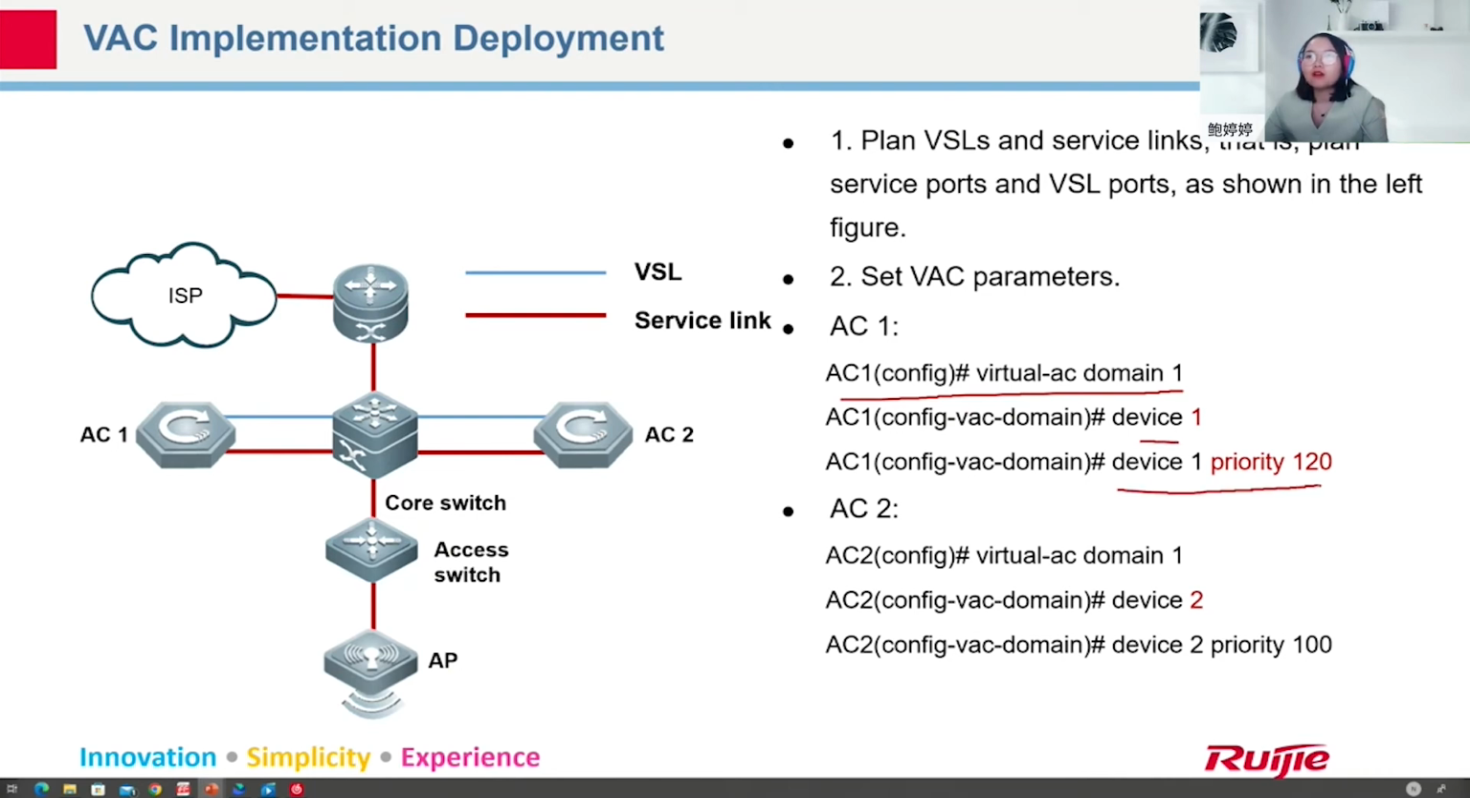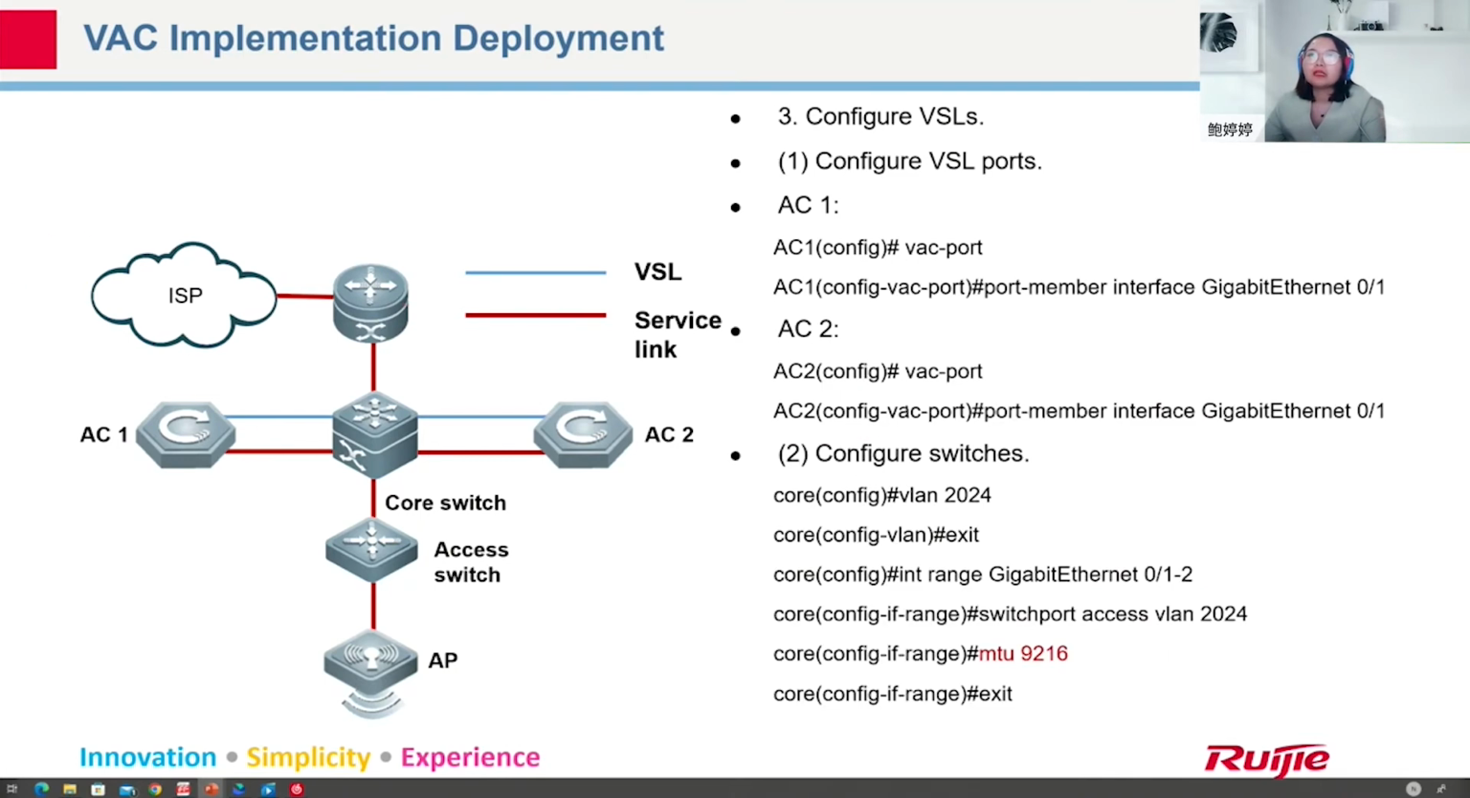The default device value is 1. And this device's priority is 120. And about the AC2, the virtual AC domain should be the same as AC1, domain 1. And the device number is 2, and the priority is 100. So the result, AC1 will become the active device, and the AC2 will become the standby.